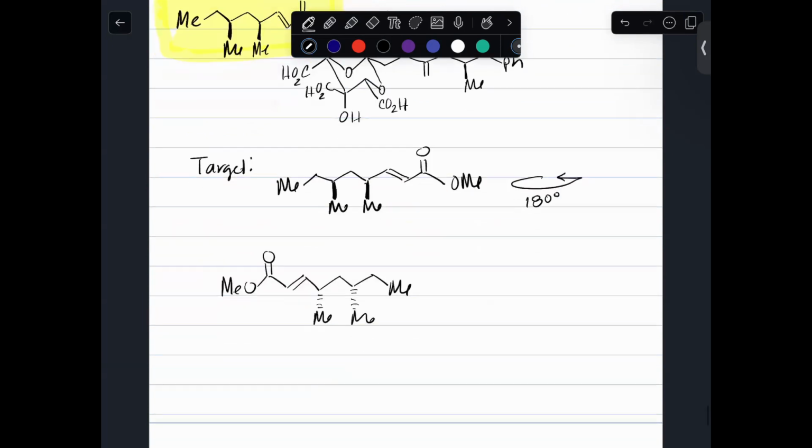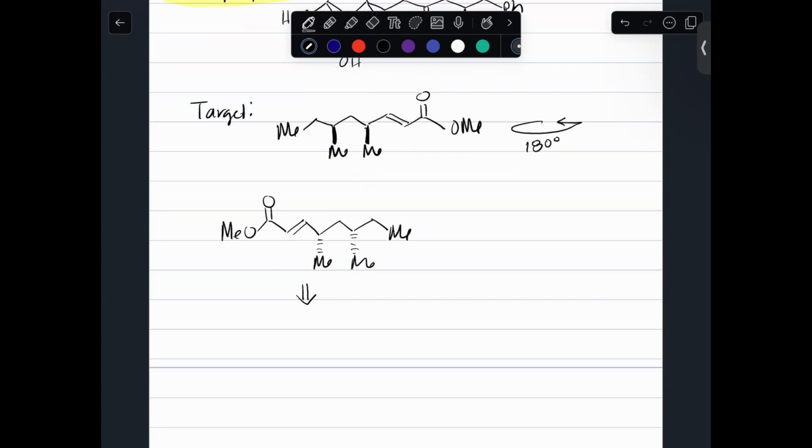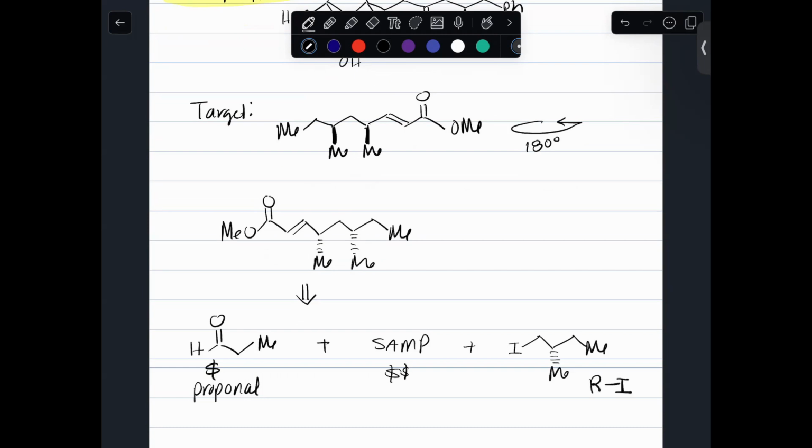Okay. This is our desired structure that he eventually couples to the rest of the ring. And he wants to make it from the following commercially available molecules. Again, this is a retrosynthesis arrow. He wants to make it from very simple molecules like propanol, SAMP, which is also commercially available now, and the following alkyl halide, which luckily is also commercially available. So this is our alkyl halide.